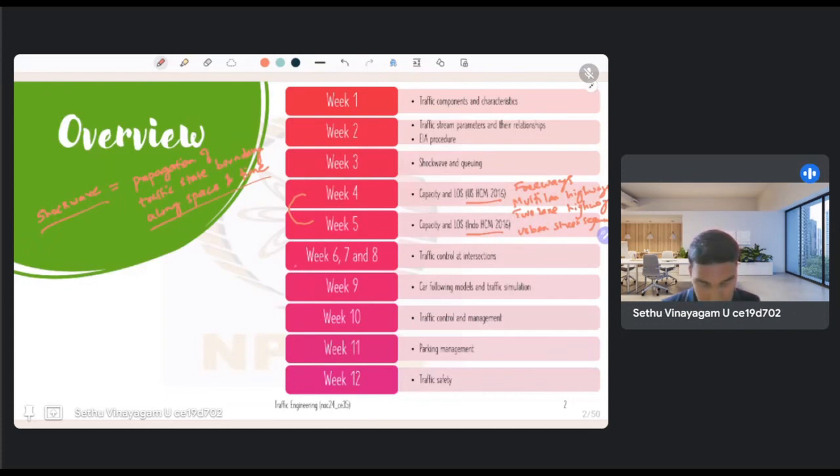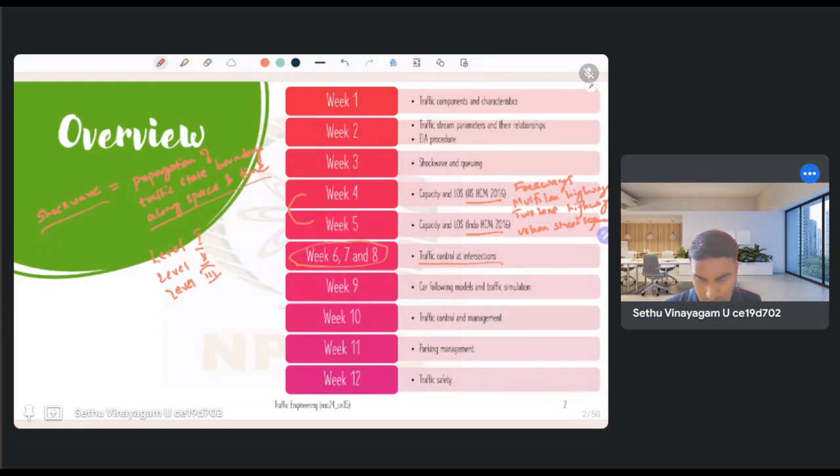Then for the next three weeks, weeks 6, 7, and 8, we were looking at traffic control at intersections, right? Because at intersections you have conflicting traffic movements, there is a potential for crashes and accidents. So traffic control devices or methods need to be implemented so that these conflicting movements are safely allowed to pass through the intersection. Within that, we are looking at three different levels of traffic control: level 1, level 2, and then level 3, right?